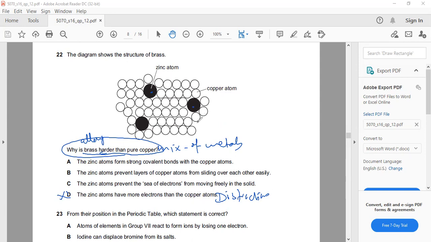So 22, what looks better? B looks better because zinc atoms prevent, as I told you, the layers from sliding over each other. Zinc atoms form a strong covalent bond? Wrong. Covalent bond is not there. Metallic bond is there. Zinc atoms prevent the sea of electrons from moving? Zinc atoms cannot prevent the movement of the sea of electrons.